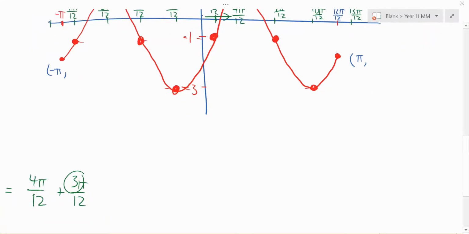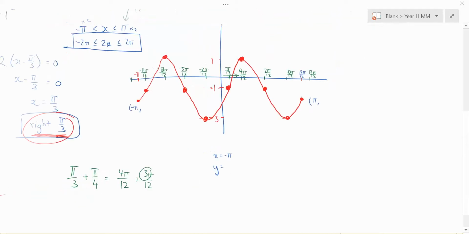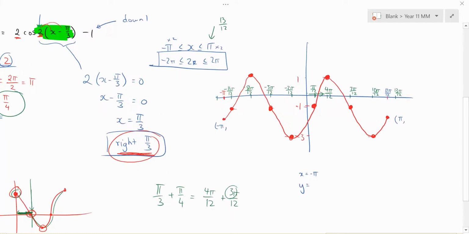So how do you find the endpoints? When x equals negative pi, you want to find the y value. So y was equal to, what was the function again? It was 2 times cos of 2 times x minus pi on 3. Okay, so I'm going to sub in pi, so it makes it 2 times cos of 2 times pi minus pi on 3. Actually, there was a minus 1.